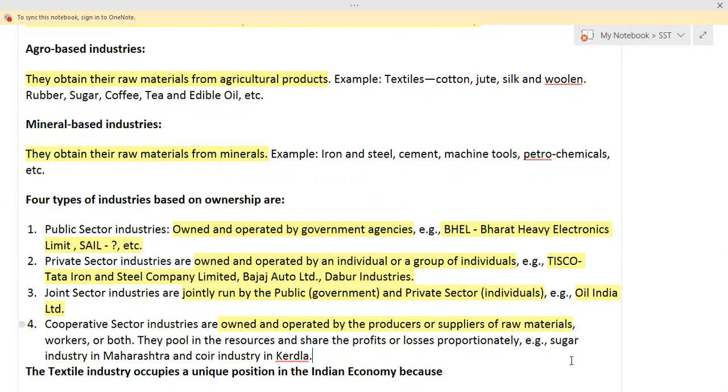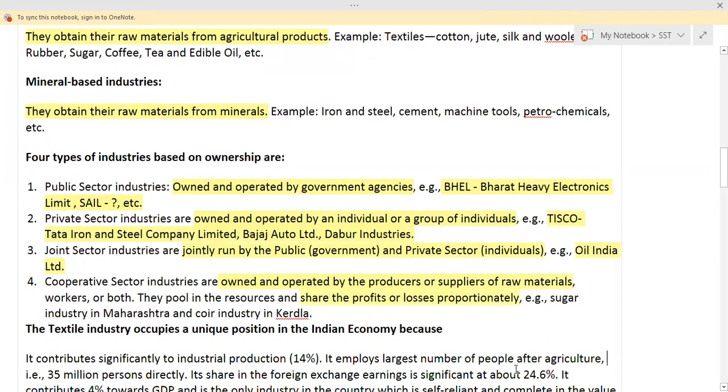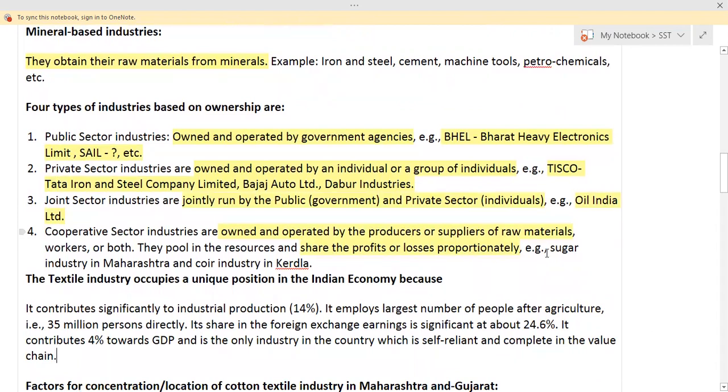They pool in the resources and share the profit and loss proportionally, like sugar industry in Maharashtra, coir industry in Kerala. Okay, so share the profit and losses proportionally. Sugar industry in Maharashtra and coir industry in Kerala.